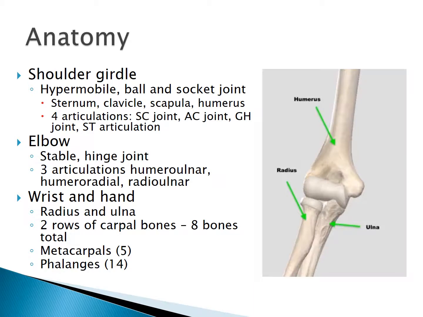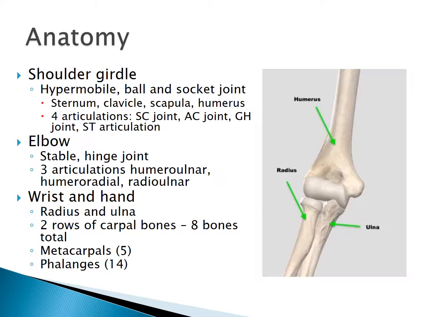3 bones make up the elbow: the distal humerus, proximal radius, and the proximal ulna. The movements that take place at the elbow are flexion and extension. 3 distinct articulations make up the elbow joint: the humero-ulnar, the humeroradial, and the radio-ulnar. The proximal ulna has a significant bony prominence called the olecranon process, which is a pointy portion of the elbow and a common site for contusions and abrasions.